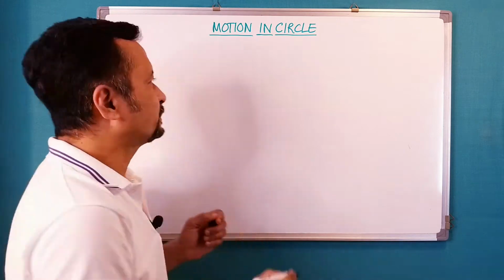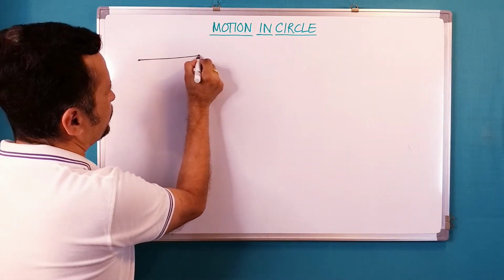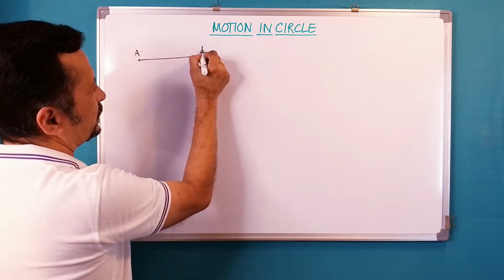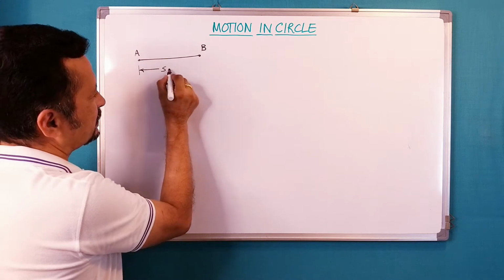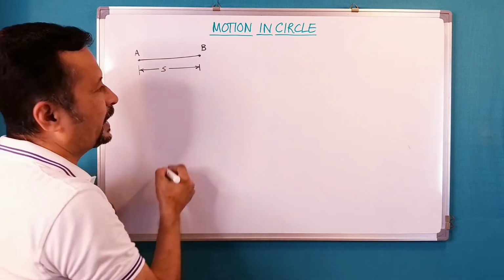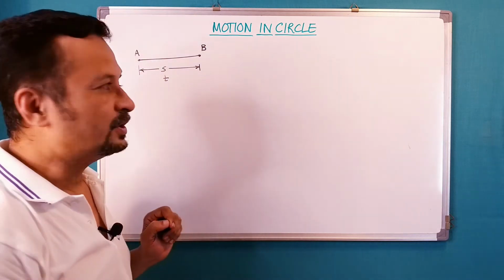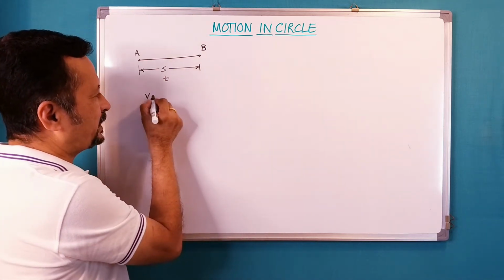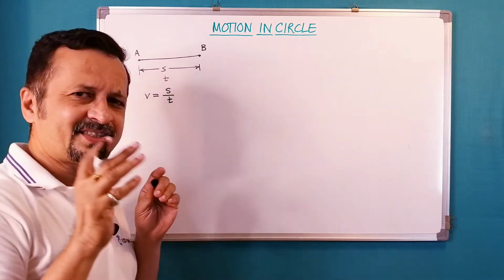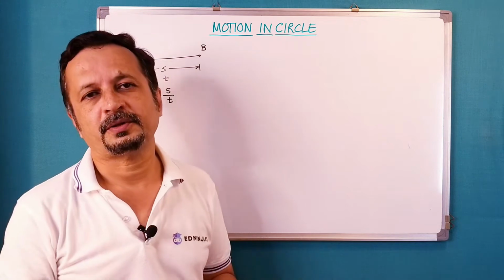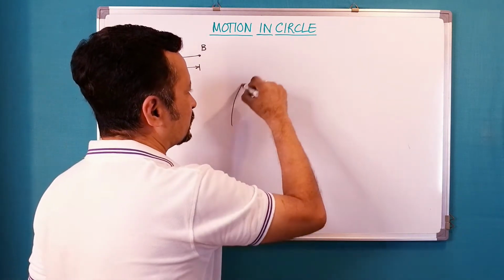So let us come back to linear motion. I am at point A and I move to point B. The distance traveled is, let us say, S. S is the displacement, and this displacement occurred in time t. So I can say my speed is equal to displacement upon time. This is average speed. But now what happens in circular motion?